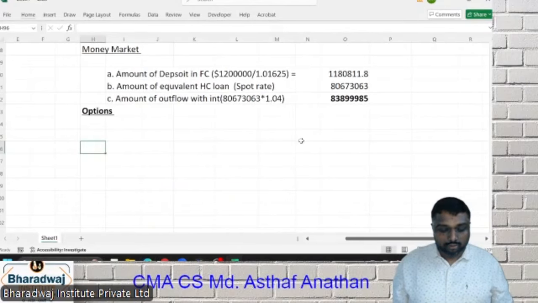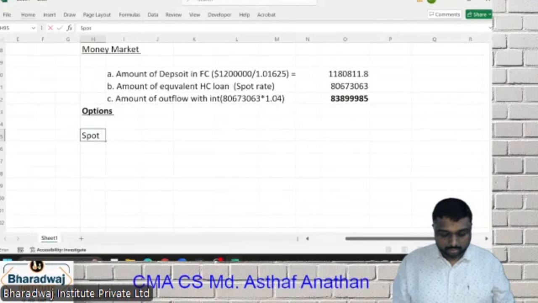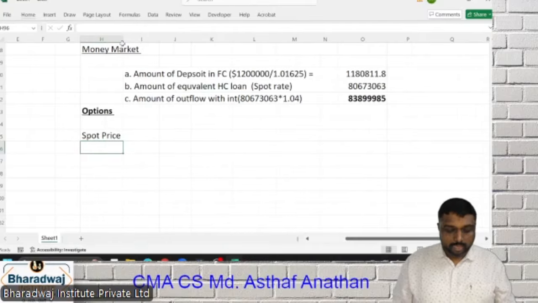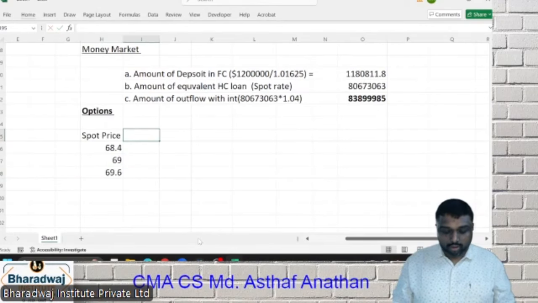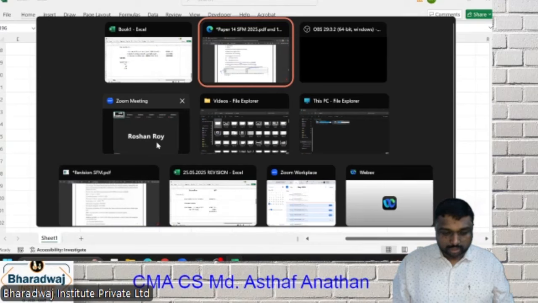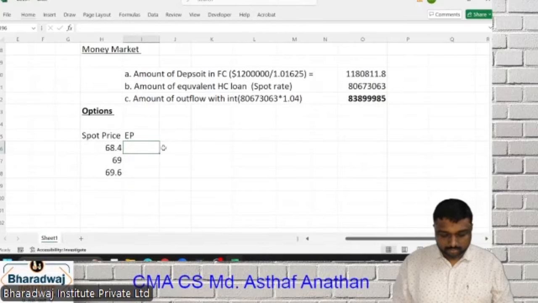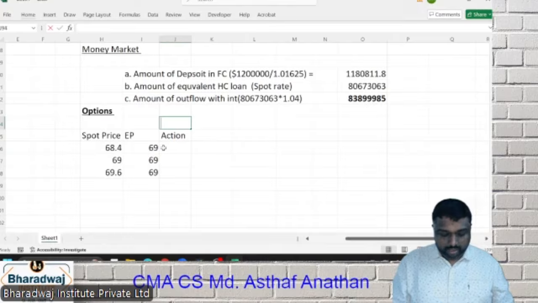So how can you go for it? You can go for it in each case. What is the spot price on expiry? Your spot price can be 68.4 or it can be 69. So you know your exercise price. Your call option exercise price is what? 69. So you have to check what is your action when you are buying a call option.